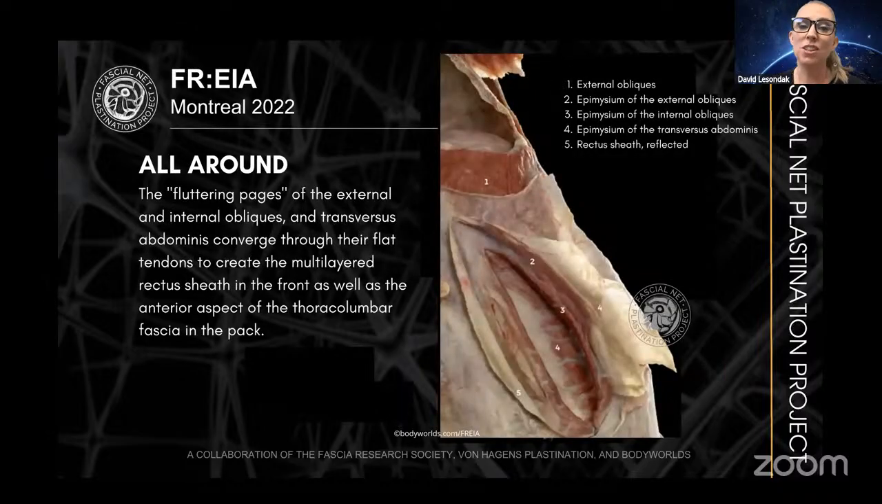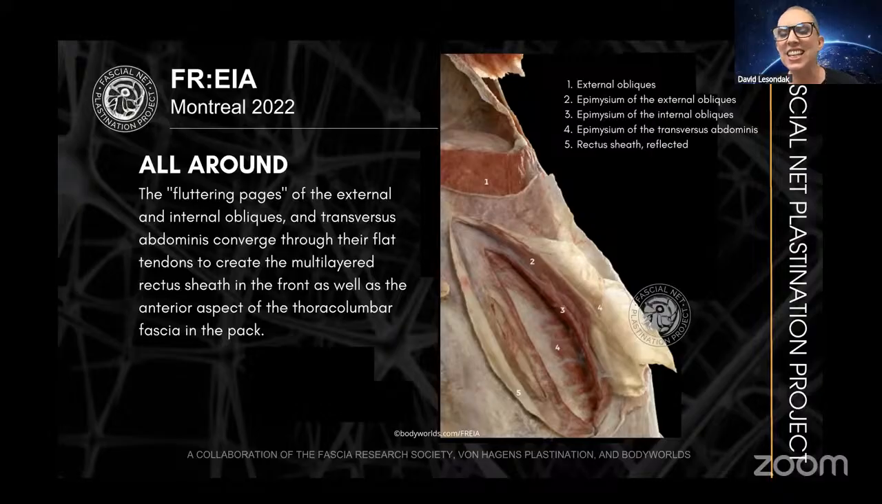Okay, so let's look at this other concept of all around. I wrote this as the idea was that there were like pages of the book. There's so many pages of these flaps of fascia or distinctions of the fascia. So the fluttering pages of the external and internal obliques and the transverse abdominis converge through their flat tendons to create the multi-layered rectus sheath in the front, as well as the anterior aspect of the thoracolumbar fascia in the back. There's a typo, we'll fix that later.